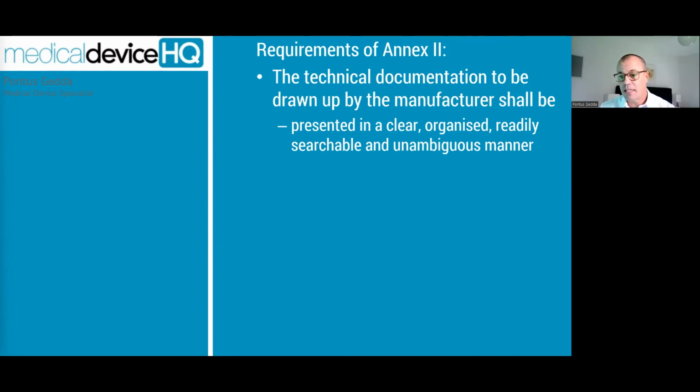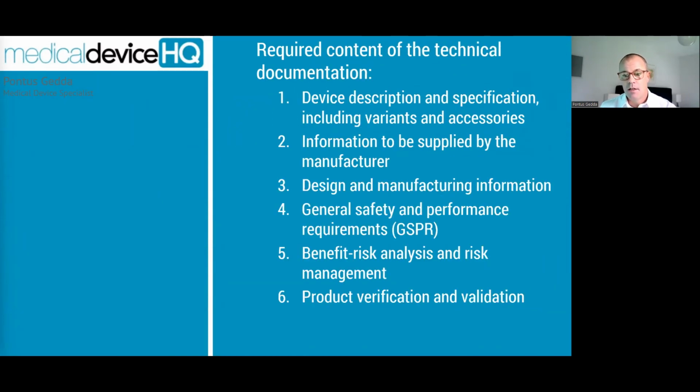Especially the requirement to make it searchable, meaning that, for example, PDFs need to be PDFs printed from editable documents, or you would have to run optical character recognition on the documents if they are scanned from paper copies. And the required content of the technical documentation according to Annex 2 is divided into 6 sections like this. And please note that even if Annex 2 is structured like this, some notified bodies have their specific required structure of the technical documentation.